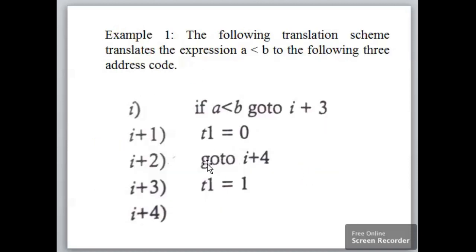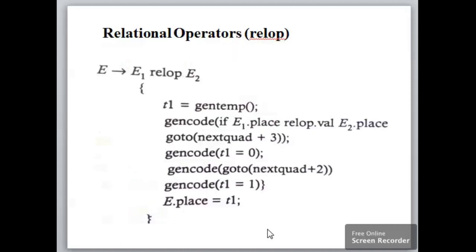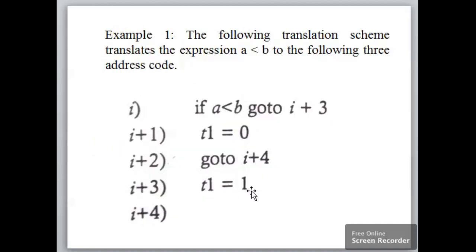So it's go to, that has been generated, next quad plus 2. Obviously this is 2, so it's 2 plus 2, that is 4. So what we have found over here was generate code for the first statement, generate code for the second, generate code for the third, generate code for the fourth, that is t equals to 1.